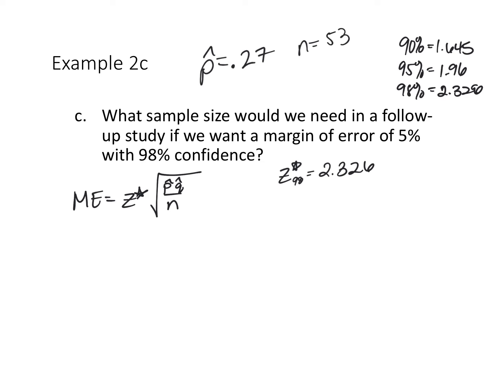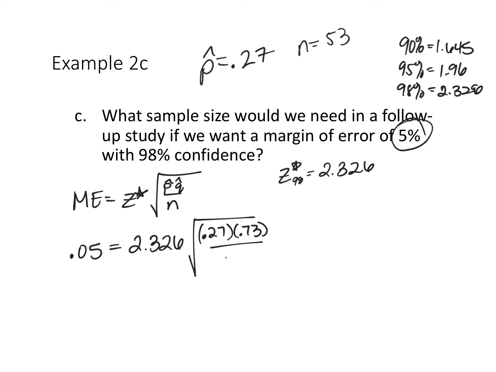So in this case, though, we did an initial study and we got a p hat of 0.27. Assuming that it's going to be the same in this follow-up study, how many people do we need to have in our experiment to have a margin of error of 5%? How do I make 5% a decimal? 0.05. Okay, don't mess that part up. 0.05. And that's going to equal my z star for 98%, 2.326, times the square root of 0.27 times 0.73 over n.